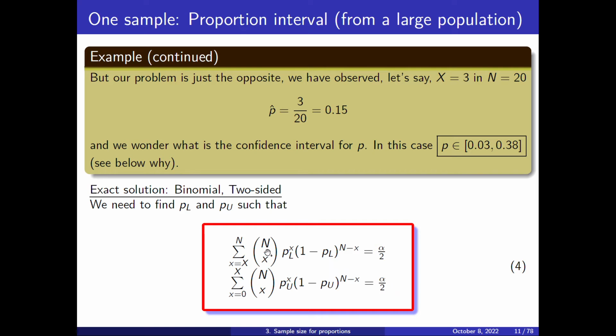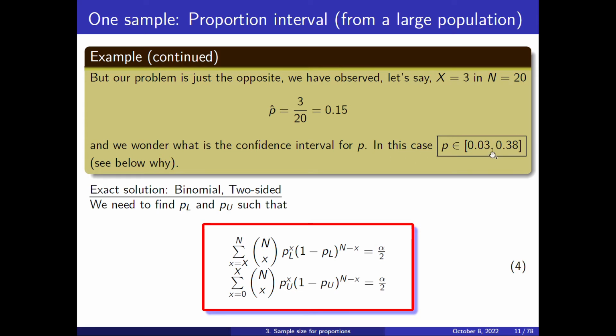So you have to find PL and PU, because n and x are known. This is an experiment in which we have observed capital N people, and we have seen capital X cancers. Small x is a dummy variable for the summation, alpha you know, so all you need is PL and PU. You can calculate PL and PU, and for this experiment we see they are this one. Even if you have seen 15%, the confidence interval is pretty large.